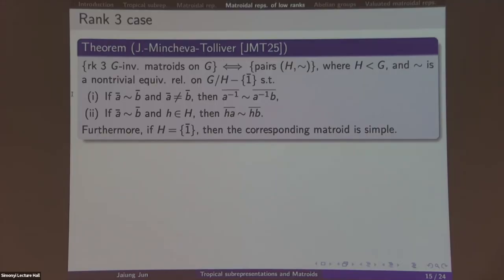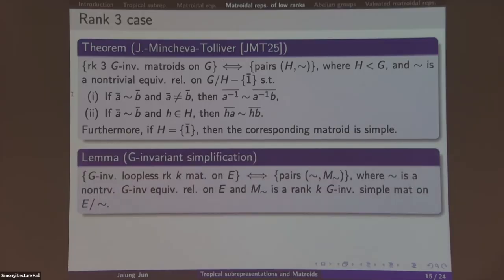But this is what it had. On one side we have rank 3 G-invariant matroid structures on G, and on the other side you have pairs: H is a proper subgroup of G, and this tilde is a non-trivial equivalence relation on the coset space G/H minus 1, satisfying these two conditions. And if H is the trivial subgroup, then the corresponding matroid is simple. Then it follows from two observations. The first one is that you can do the simplification of a matroid in a G-invariant way. So there's a one-to-one correspondence between G-invariant loopless rank k matroids on a G-set E and pairs of a simple matroid and a non-trivial G-invariant equivalence relation on E.